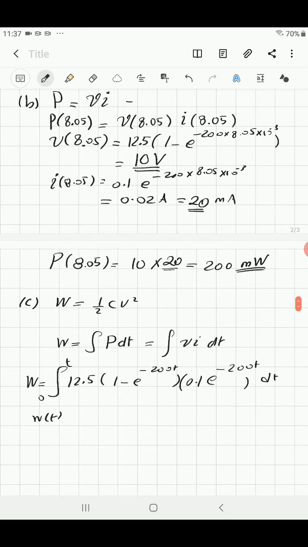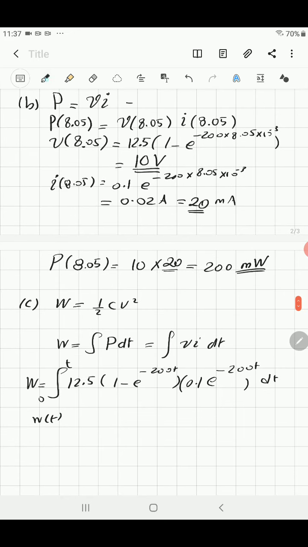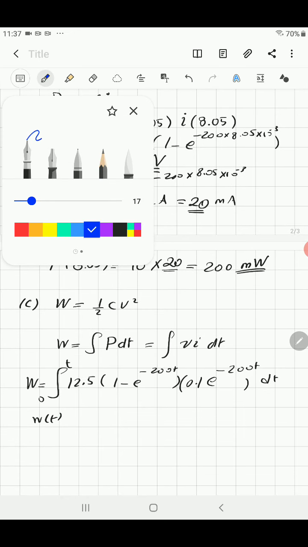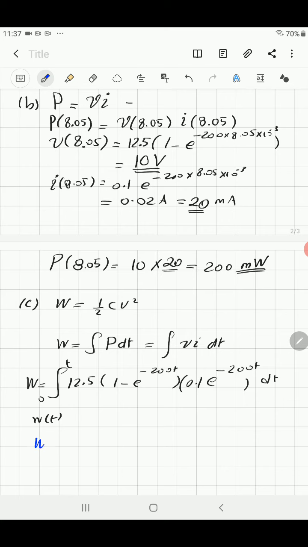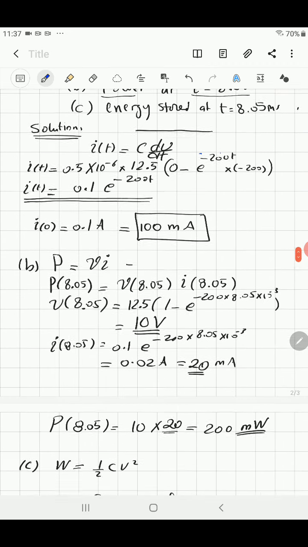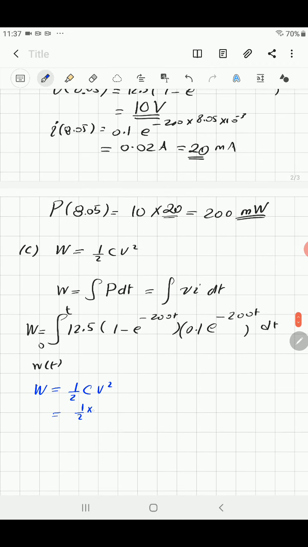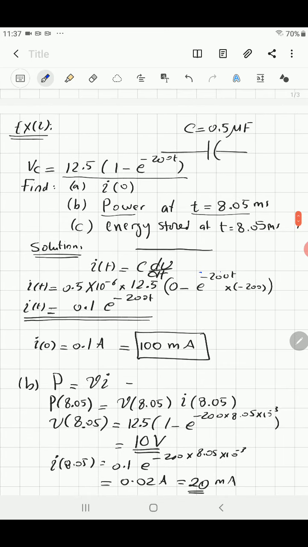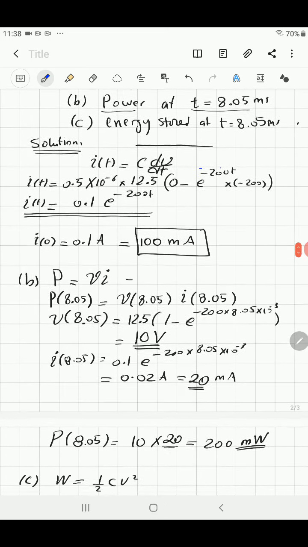Can we do the other one? Yes, you can. Another solution that uses the formula is not wrong. It depends which one you prefer. The energy is equal to 1/2 C V squared. So all you are supposed to do is say 1/2, and C is equal to 0.5 microfarad, 10^-6, times V squared, where V is equal to 12.5.